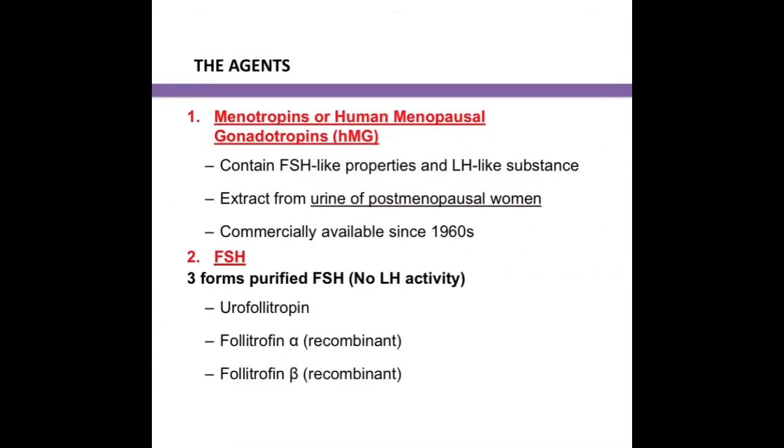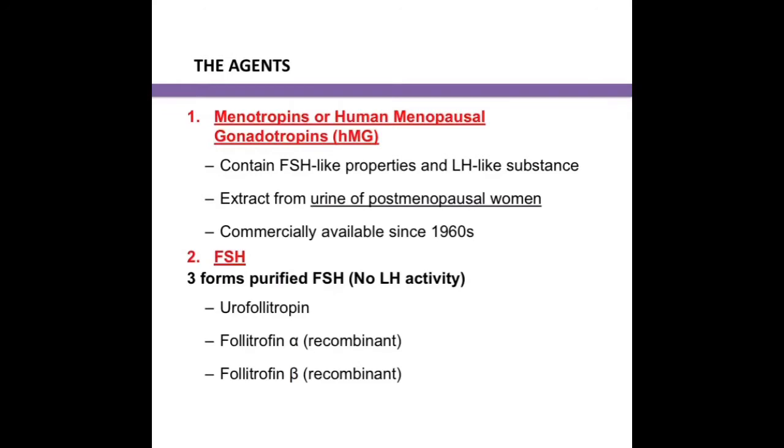What are the agents involved? Firstly, we have menotropins, or human menopausal gonadotropins, known as HMG. HMG contains FSH-like properties and LH-like substances. It is extracted from the urine of postmenopausal women and has been commercially available since the 1960s.